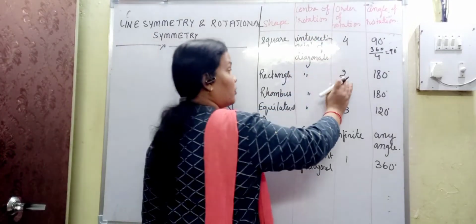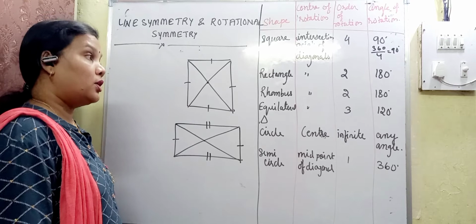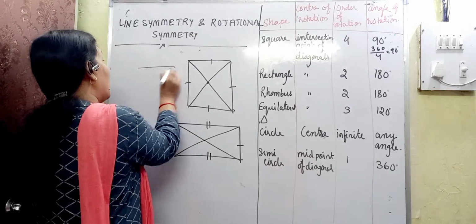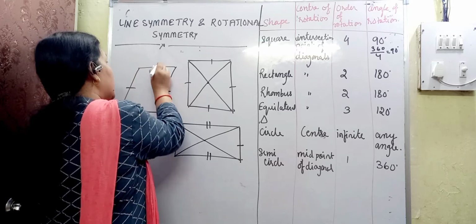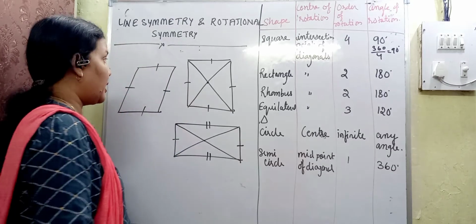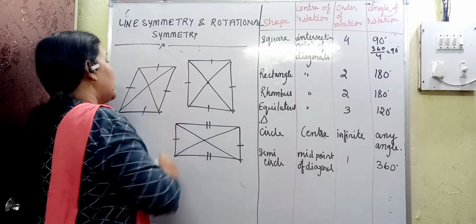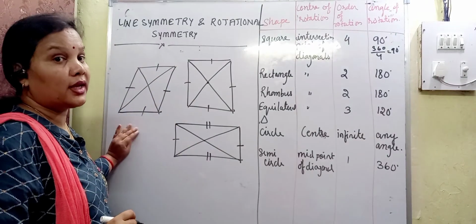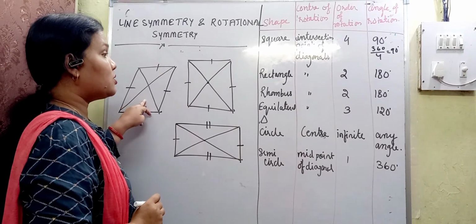So yeah, order of rotation is 2, so the angle of rotation is 180 degrees. Now, for a rhombus, as you all know, it is also a parallelogram where all the sides are equal. But the value of the adjacent angle is not 90 degrees, right? It is different.